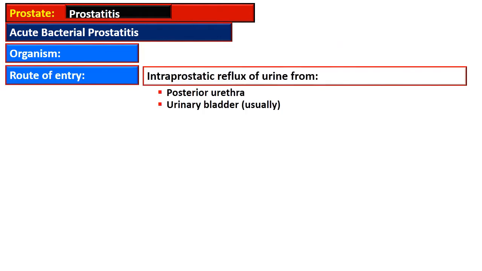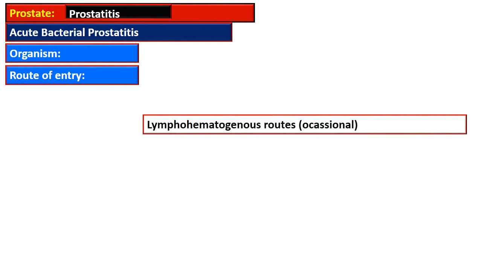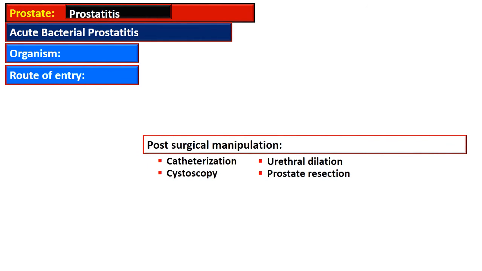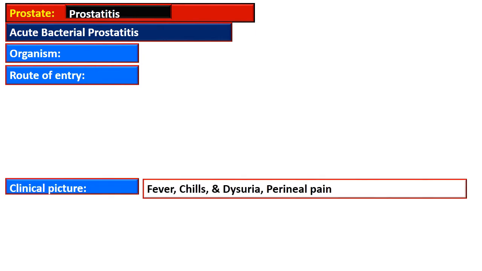The mechanism by which these organisms get access to the prostate is through intraprostatic reflux of the urine from the posterior urethra, or usually from the urinary bladder, or they get access to the prostate through the lymphohematogenous route occasionally, and they are also sequelae of post-surgical manipulation after catheterization, cystoscopy, urethral dilation, and prostatic resection.